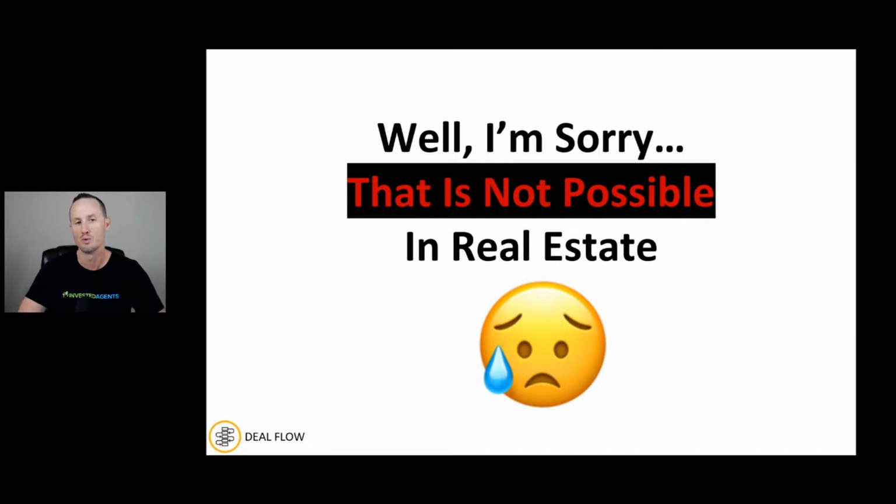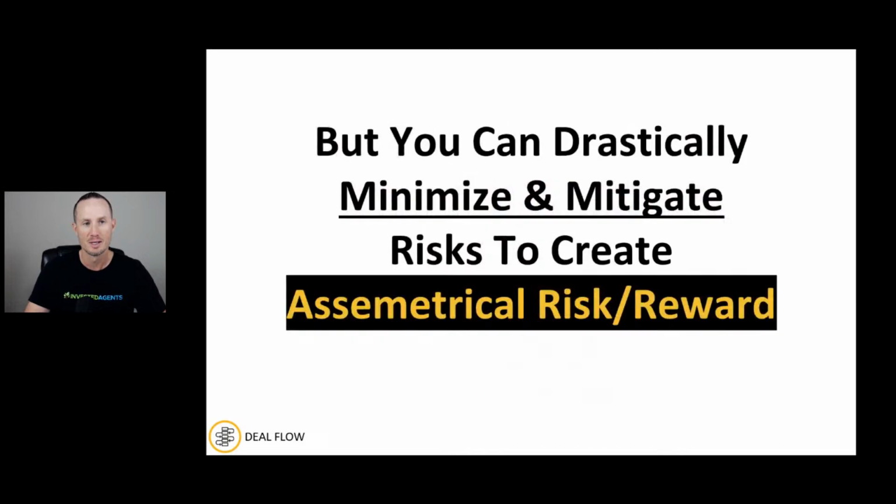There's no way you can remove 100% of the risk, but you can drastically minimize and mitigate your risk to create what I call asymmetrical risk versus reward. In other words, where your risk is really low and your reward is significantly higher. And this is what the greatest entrepreneurs and investors in the world do. They minimize and mitigate their risk, and they create asymmetrical risk versus reward.